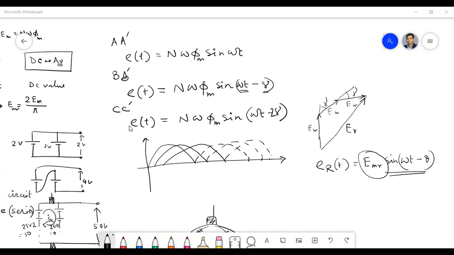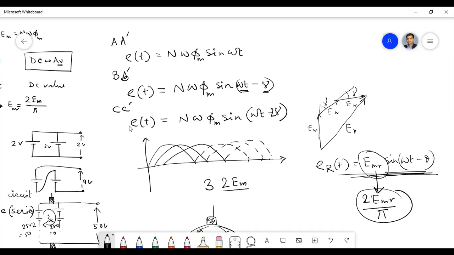If I go by this formula, and if I find the average value of this particular waveform, that will also give me the same. So 2 Em by pi. If I go like this, or if I go like this, 3 times the contribution of each, that means 3 Em by pi, I will get the same, because I can algebraically add the DC contributions, because DC contributions are basically scalar quantities, not sinusoidal quantities or phasor quantities.